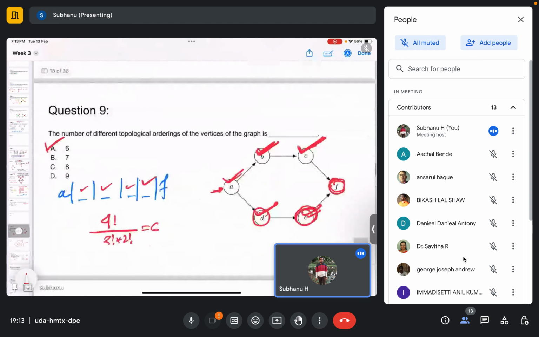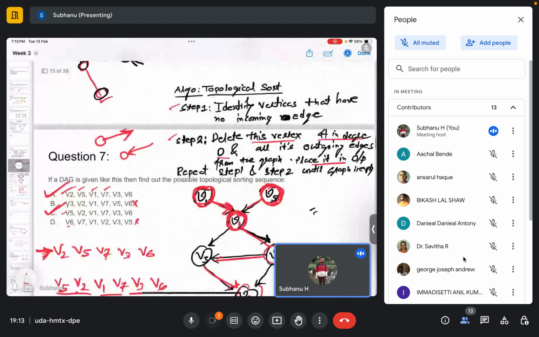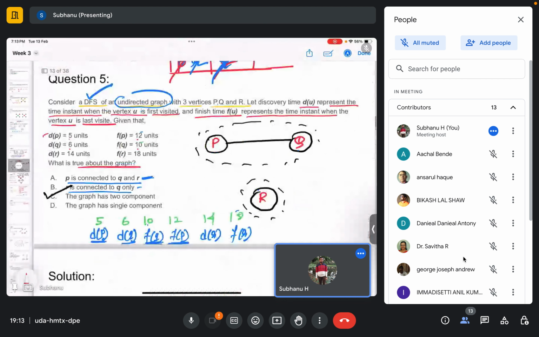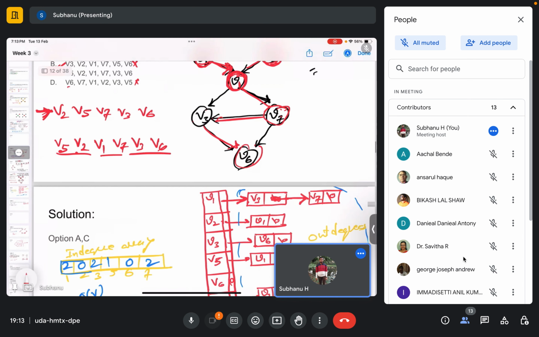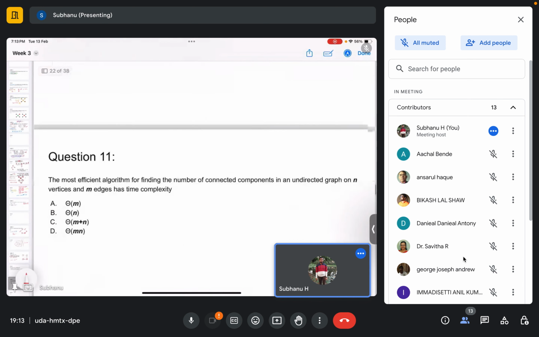So I have shown you the example of an undirected graph and its components already, which was this one. If you remember this one correctly, you can see what algorithm you used here. You used DFS here, and you found that there are two components.